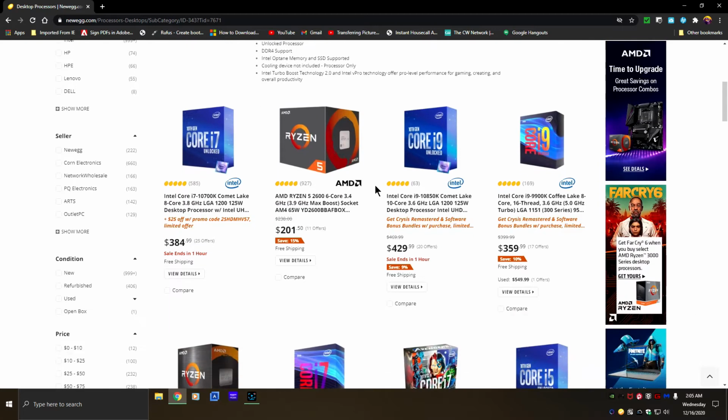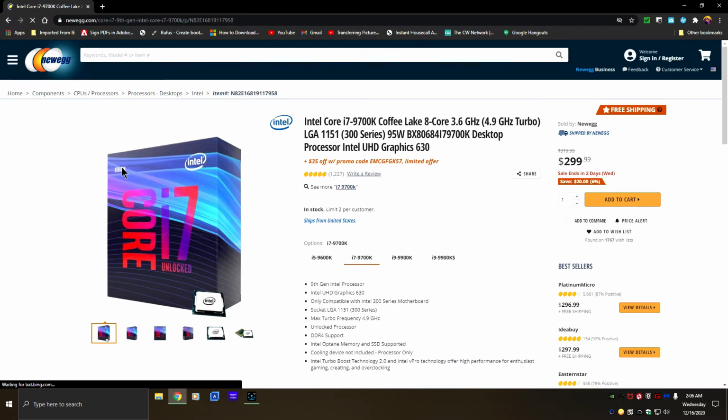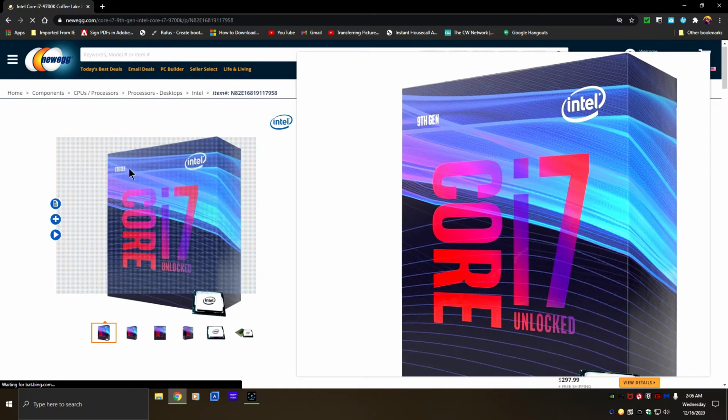So if you look at the page here showing these processors, now Intel is a little more open about showing you what generation a processor is. Like this here is a 10th generation, this Core i7. This Core i9 is also a 10th generation. This Core i7, if I click on it, you'll see on the box it says the 9th gen.